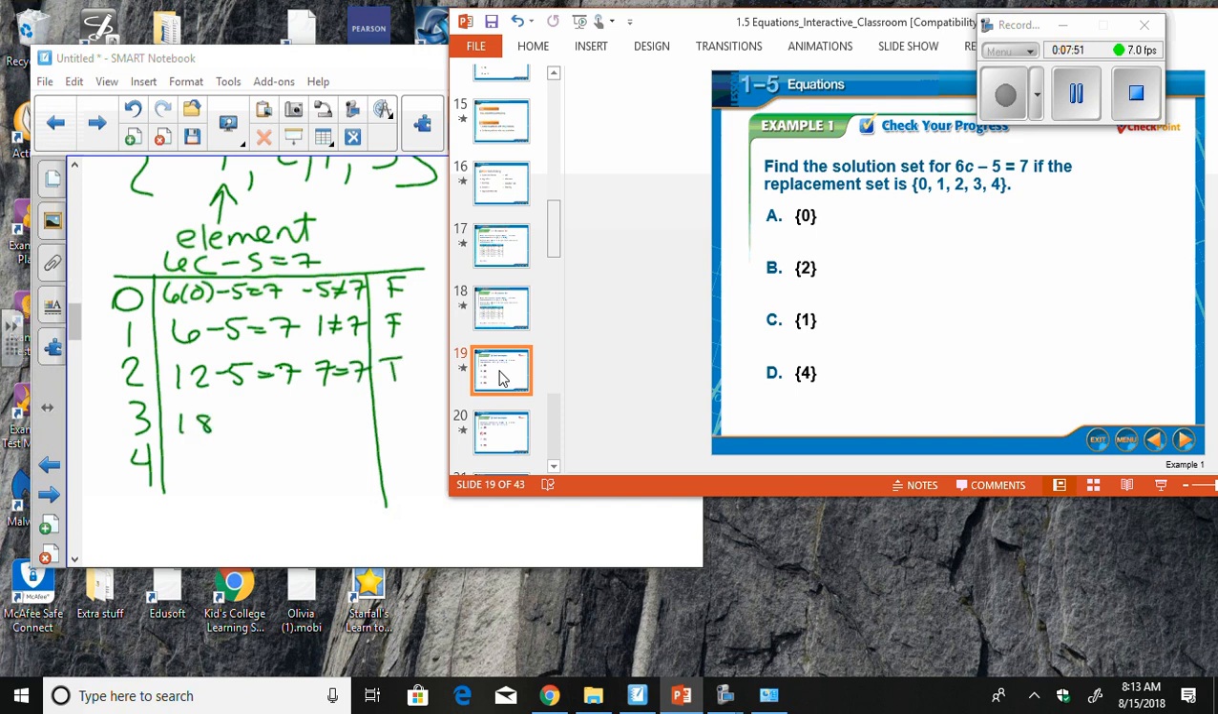We have 3. So that will be 18 minus 5 equal to 7. Well, that's 13, which does not equal 7. So that's false. Yes, you have to go through each one because you never know which one could work. Then you have 24 minus 5 equal to 7. So you get 19 does not equal 7. So that is a false statement. So the only one here that works is B.